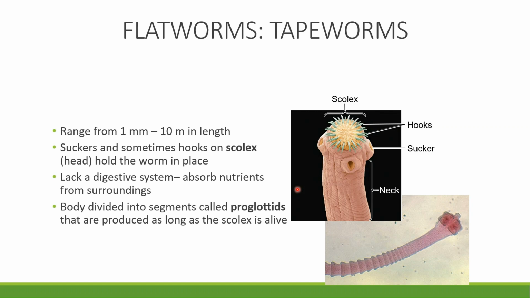The different segments of their body are called proglottids, and these proglottids that are produced can live as long as the scolex is still alive.